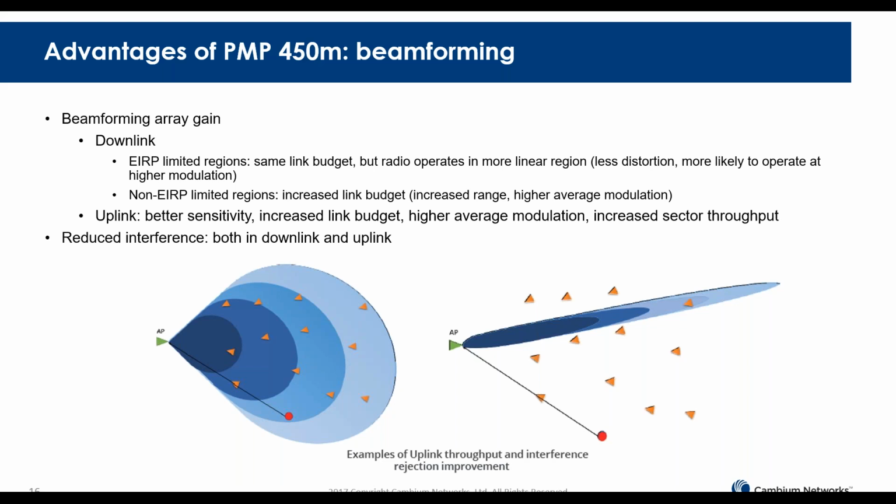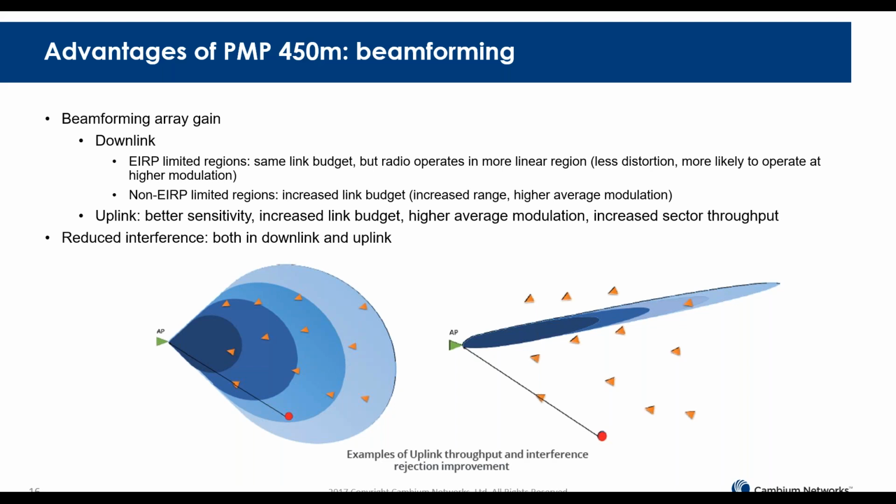Different story is if the region is not EIRP limited. In these cases, if you're already reaching your EIRP limit or the maximum that the radio can do in sector mode with the sum of the transmit power and the antenna gain, when you switch to beamforming mode, now you're adding the array gain on top of it. So this goes on top of your link budget, and now a higher link budget means increased range and higher average modulation. In the uplink direction, there is no distinction because obviously there is no EIRP limitation in receiving.